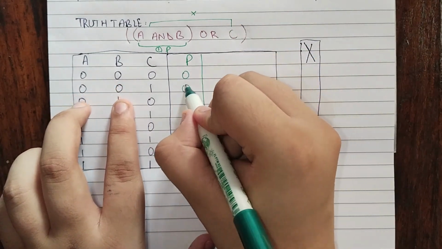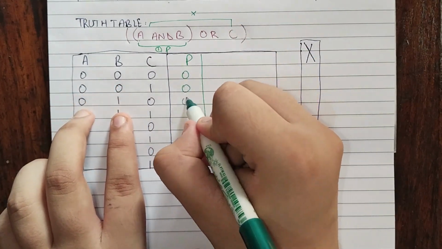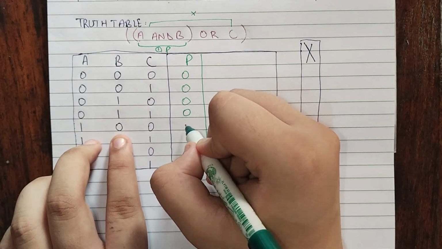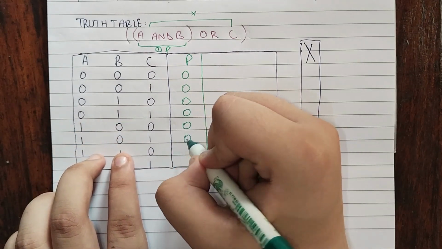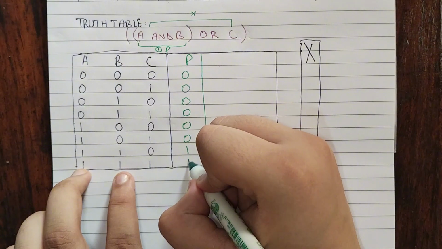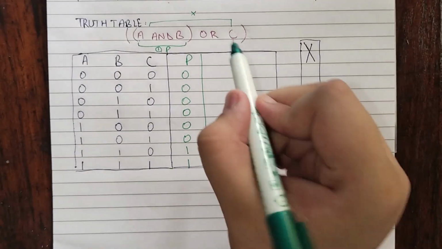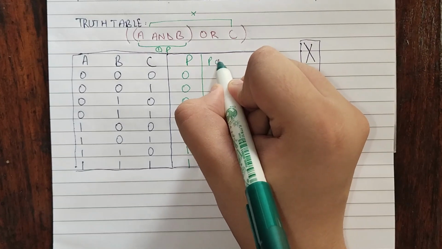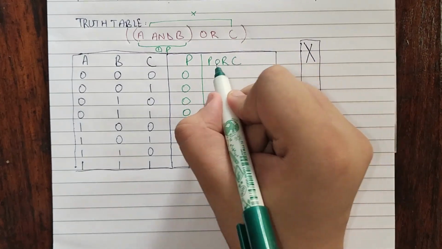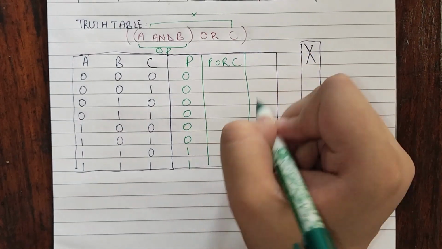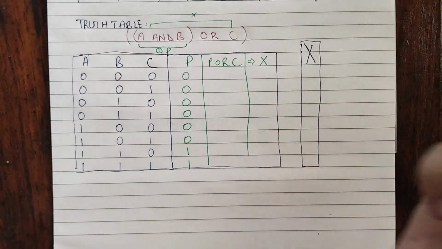Which is 0, 0 will be 0, 0, 0 will be again 0, 0, 1 will also be 0, 0, 1 will also be 0, 1, 0 will be 0, 1, 0 will be 0, and then 1, 1 would be 1 only, and then 1, 1 would be 1. So now half of it is done. So basically, P OR C is the whole equation to X.